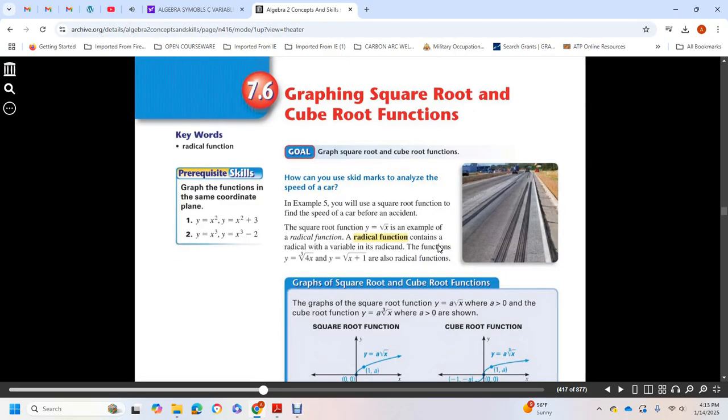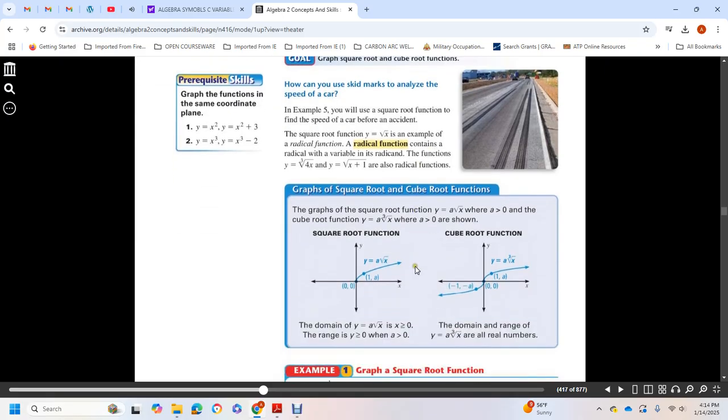Alright, 7.6, graphing square root and cube root functions. The square root function is y equals the square root of x. Examples of radical functions: a radical function contains a radical with a variable in its radicand. The functions y equals the cube root of 4x, and y equals the square root of x plus 1 are also radical functions.